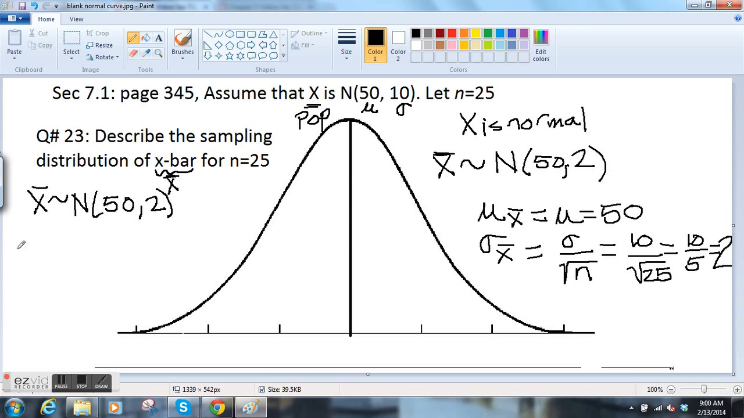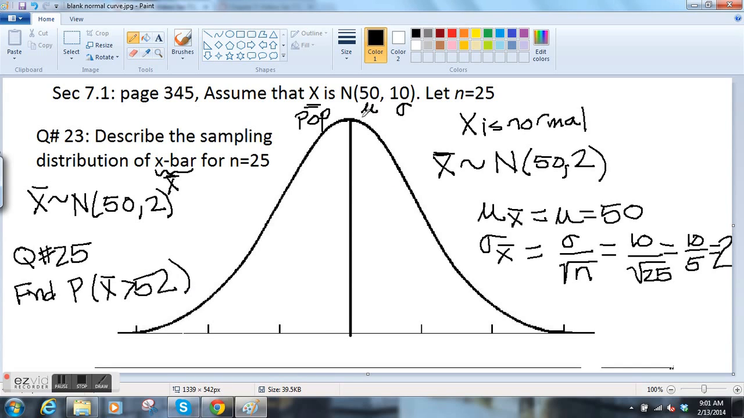Okay, so question number 25. I want to go over 25 also. It says, without using your calculator, use the symmetry of the normal distribution to calculate the probability that x bar is greater than 52. So they're saying use symmetry to find the probability that x bar is greater than 52.